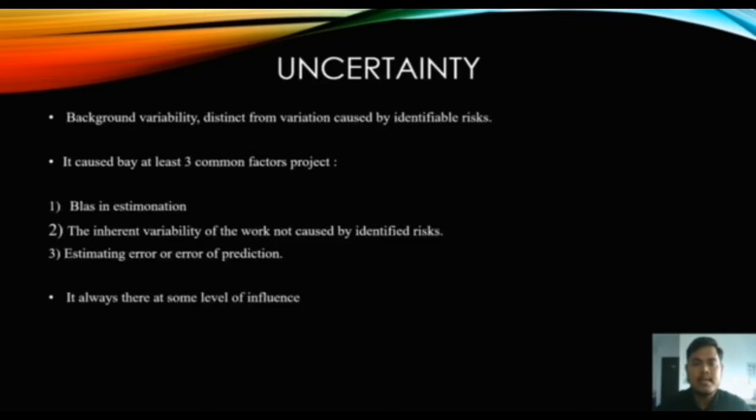Okay, next, the uncertainty. The uncertainty is background variability distinct from variation caused by identifiable risk. It is caused by at least 3 common factors in a project. The first is bias in estimation. The second is the inherent variability of the work not caused by identified risk. The third is estimating error or error of prediction. It is always there at some level of influence.